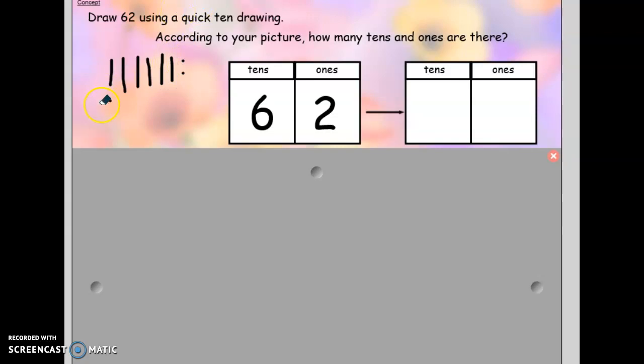All right, so I drew my drawing, and it says, according to your picture, how many tens and ones are there? Okay, so let's count our tens. 1, 2, 3, 4, 5, 6. I've got 6 tens. And now let's count our ones. 1, 2. Okay, and what number is that? 62. So it's the same thing. If we've got 6 tens and 2 ones, then the number is 62.